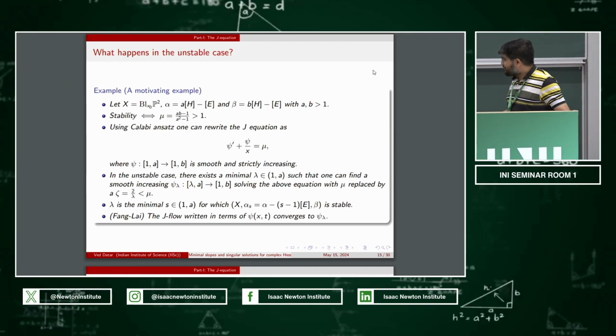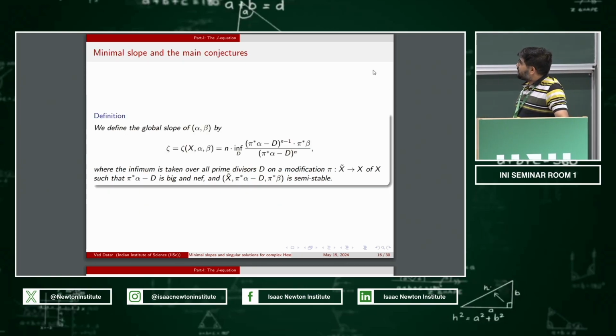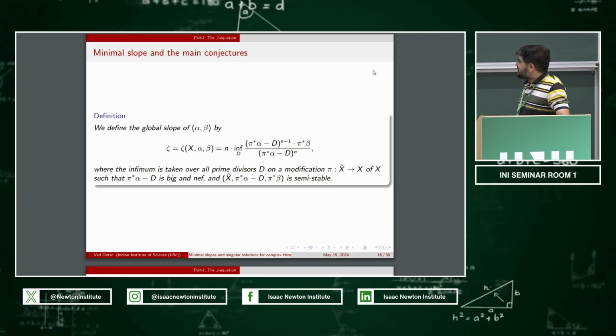So inspired by this, I'm going to now define what we call the minimal slope. I call it the global slope here, but I should say the minimal slope. You can see that the definition is very much inspired by what happens with the volume and Fujita approximation, right? So you take the infimum of these ratios over all divisors D on all modifications such that pi star alpha minus D is big in F, so that the denominator is positive and this triple is semi-stable. So you take the infimum over all such divisors and all such modifications.